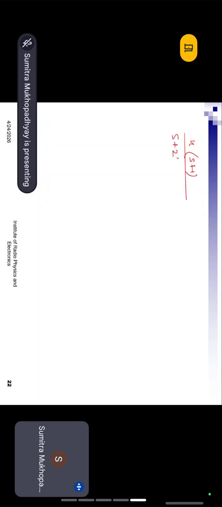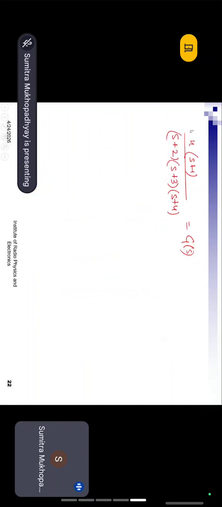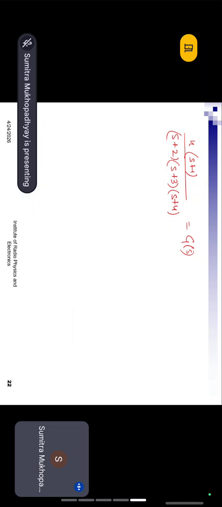S plus 2, S plus 3, S plus 4, that is equal to G(S). So for all these transfer functions, actually these 3 will go together, these 4 will go together, this transfer function has some implication, and this also has some implication. So it is better you come prepared with these 9 root locus plots in the next class, and I give you as an assignment to submit all these 9 root locus plots.